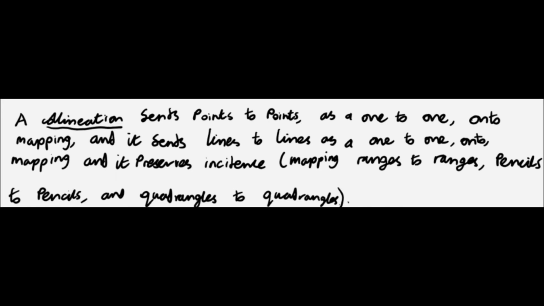So a collineation is a mapping which sends points to points, and it sends lines to lines, and it acts as a bijection upon the points, and it acts as a bijection upon the lines. So a bijection is a one-to-one onto mapping. So in other words, every point is associated with another point, no two points are sent to the same point, and every point has another point which is sent to it. Okay, so we have this bijection.